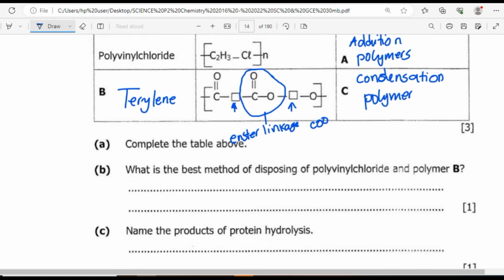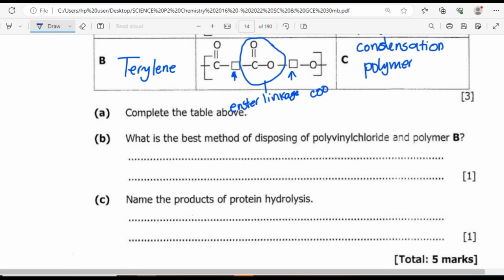Then B, what is the best method of disposing of polyvinyl chloride and polymer B? These two polymers, we can summarize by saying they are non-biodegradable. What is meant by non-biodegradable? They cannot decompose by natural means. So if they cannot decompose by natural means, how can we dispose of them? We can say by recycling and reuse. This is the best method that we can use.